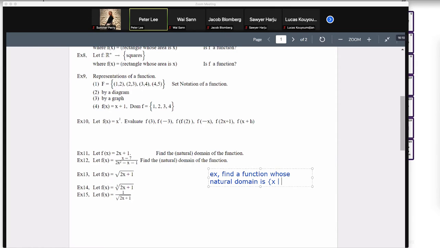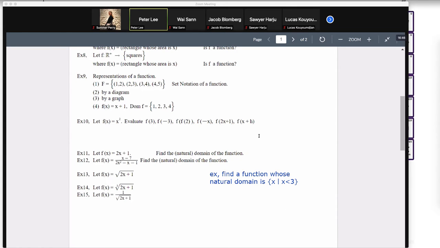X is now less than, let's say, 3. So if I give you a question like this, you can do this. Find the function whose natural domain is X, where X is less than 3. So how would you come up with a function whose natural domain is X less than 3, not an artificial domain? That is, you can always come up with some function.